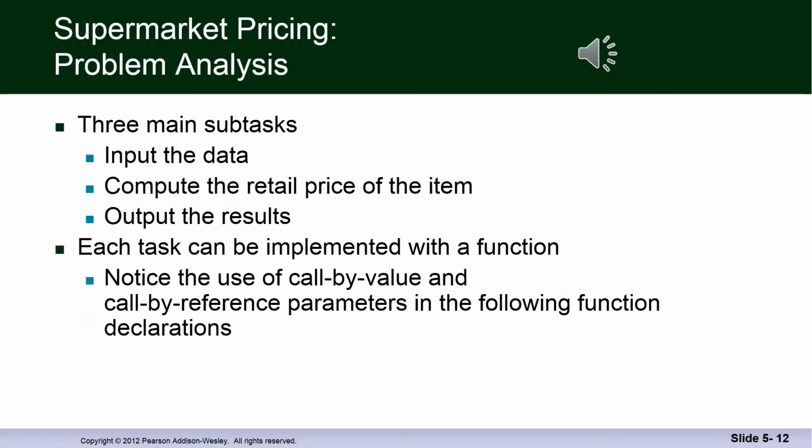There are 3 main subtasks in the supermarket pricing program. We need to input the data, compute the retail price of the item based upon the input and the requirements that were mentioned in the previous slide, and then we need to output the results. We're going to implement each of these subtasks as a function. And notice the use of call by value and call by reference parameters in the following declarations on the next slide.